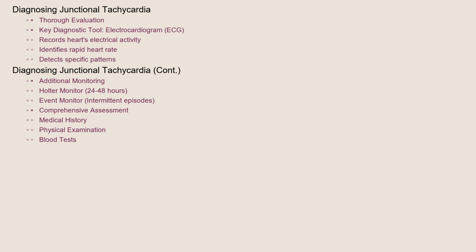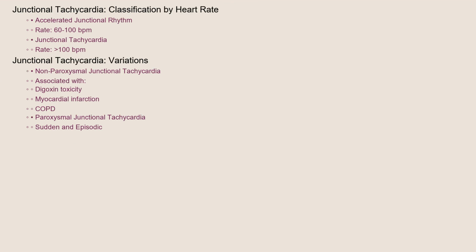Additional tests, such as Holter monitoring, which involves wearing a portable ECG recorder for 24 to 48 hours, or an event monitor, are used to catch intermittent episodes. Doctors also consider a patient's medical history, physical examination findings, and results from blood tests to rule out other potential causes of similar symptoms.